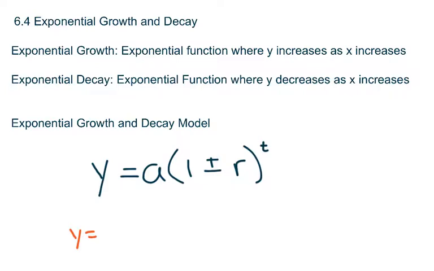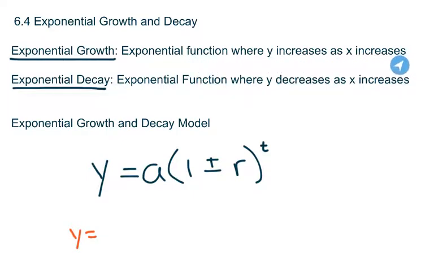Section 6.4, exponential growth and decay. We're going to start with two vocabulary terms here, exponential growth and exponential decay. Basically the same type of definition. Growth meaning you're getting bigger, so it's an exponential function. Remember, we're multiplying our y's each time, where y increases as x increases.